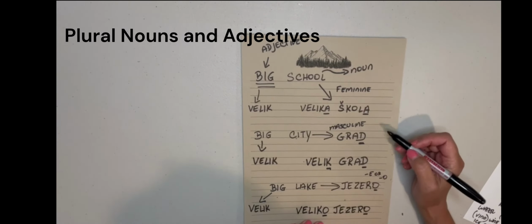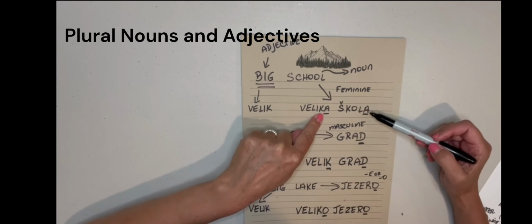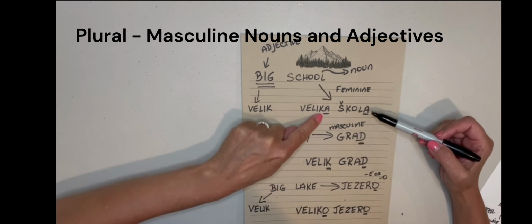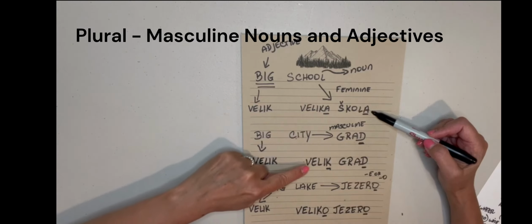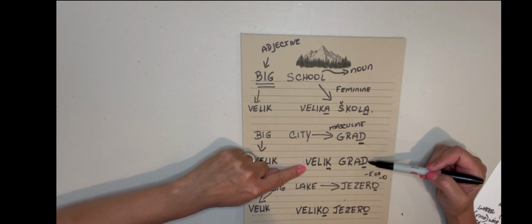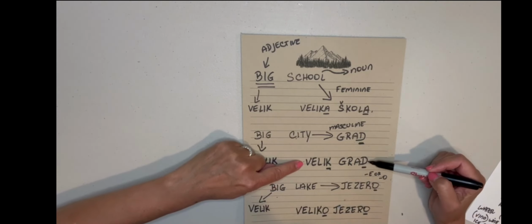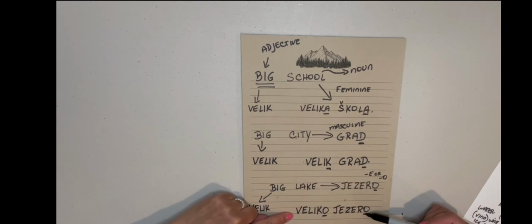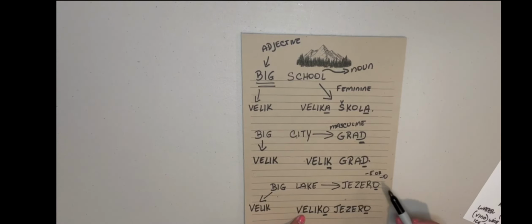So notice in each one of these situations, with velika škola, I add an A to make this adjective feminine because this noun is feminine. Here with big city, city is a masculine noun, grad. That means the adjective needs to be masculine. So it needs to end in a consonant. So I just write velik. In my neutral noun, jezero, I want to say a big lake. The adjective, velik, I need to add an O so that it matches the neutral noun.